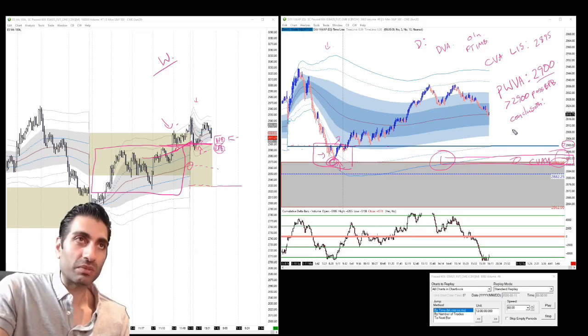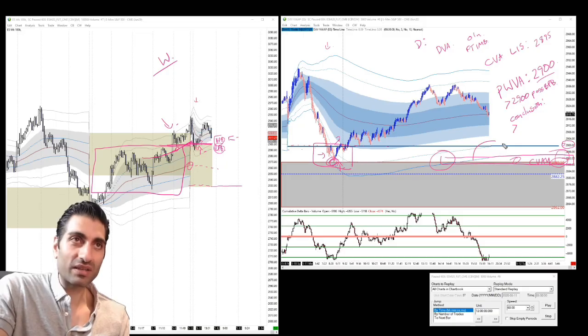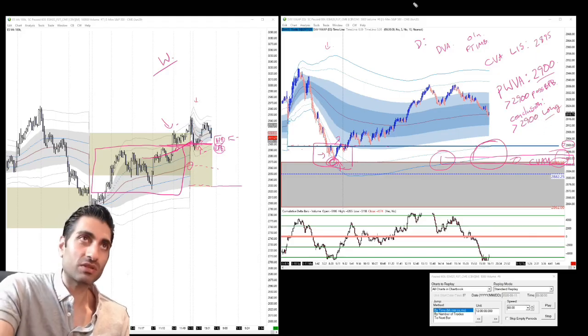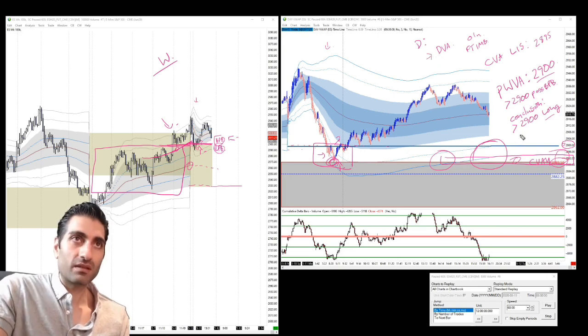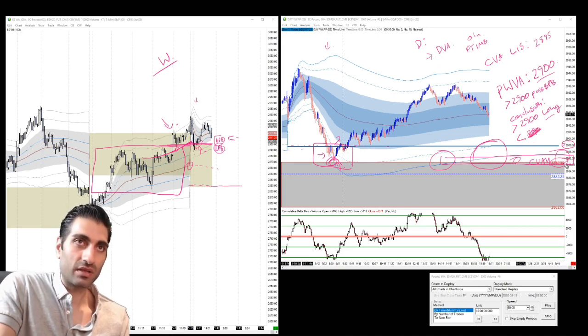So my conclusion would be, all right, above, do you see, it's no longer one line in the sand, it's kind of here. Let's be realistic. Above 2900, happy to go long, given the right circumstances on my DVA. Below 2900, sorry, it's not 2900, it's this, 2890.